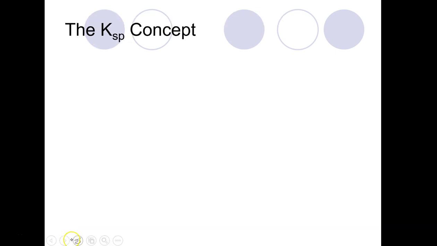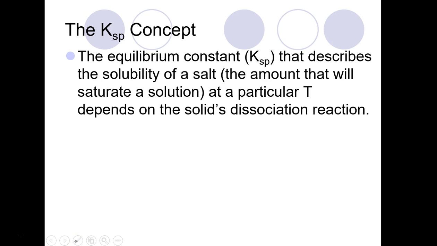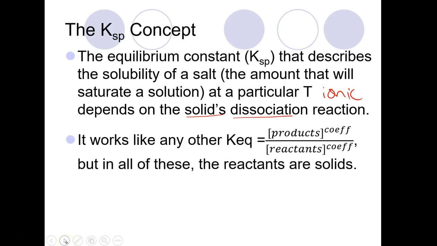Solubility is a description of how much of it will dissolve, and that is calculated from the KSP. The concept behind it is that it describes the solubility of a salt at a particular temperature, and it depends on how the solid dissociates. We're talking about ionic solids here, things that have positive and negative charges. So we're going to refer back a little bit to some old stuff from Chapter 7, dealing with double replacement reactions, ions, charges, things of that nature. It works like any other KEQ that you have seen: products raised to their coefficient divided by reactants raised to their coefficient. But in KSP, the reactants are all solids, which means they aren't included.